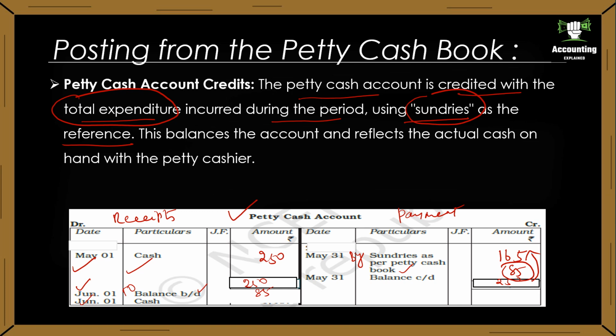1 we will be reimbursed with the expenses which we met during the previous month. Now what were the expenses which we met within the previous month? Amount is 165. So that will be reimbursed on June 1, that is rupees 165. So your petty cash account will look like this. Okay, that is the conversion from petty cash book to petty cash account.